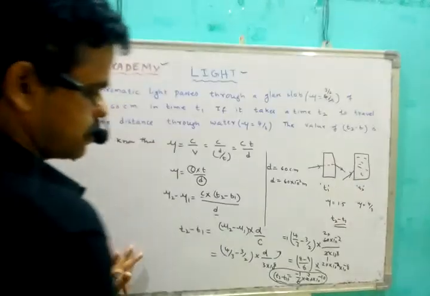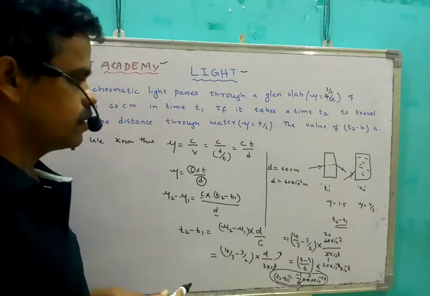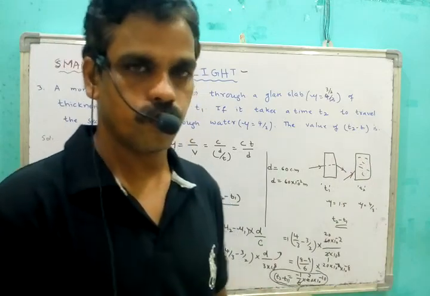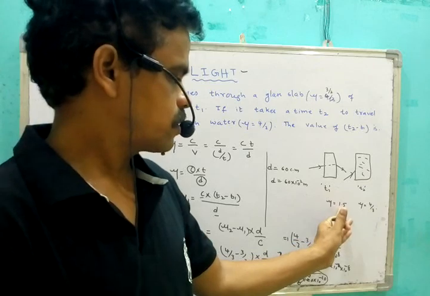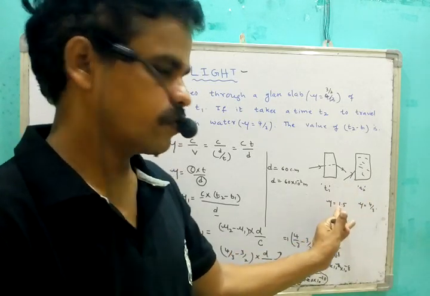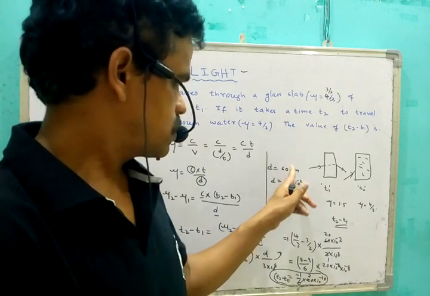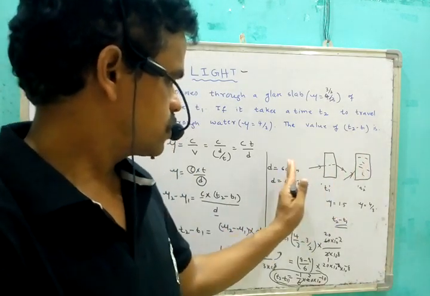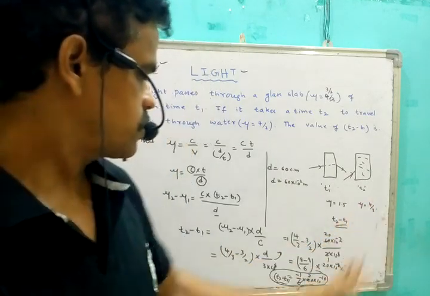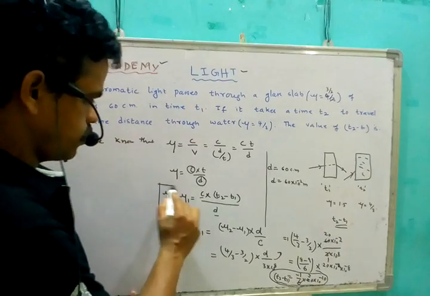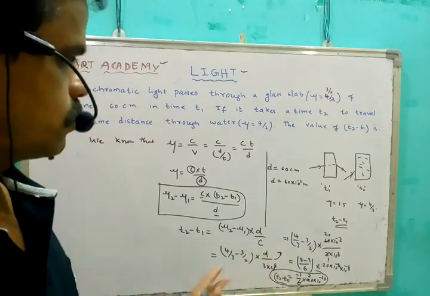seconds. So actually in this problem, we took two mediums. One is the glass slab, one is water. The refractive index of water is 4/3. The refractive index of the glass slab is 1.5. The distance travelled in these two mediums is the same. So we just have to find the difference of the times of travel, that is t2 minus t1. So this is the formula. We substituted the numericals and got the value.